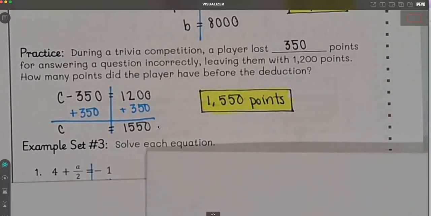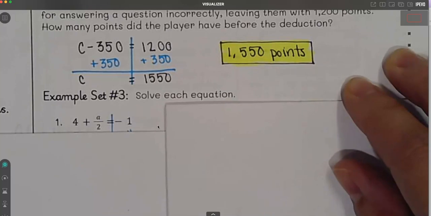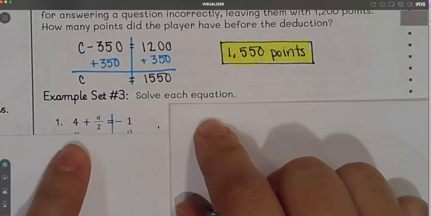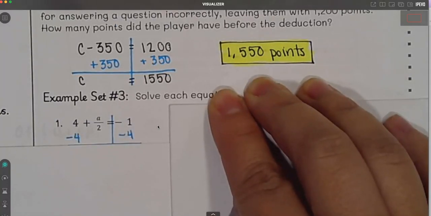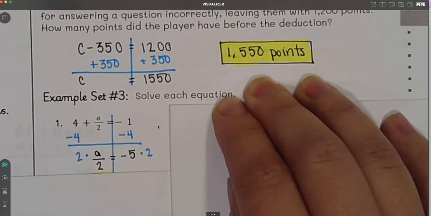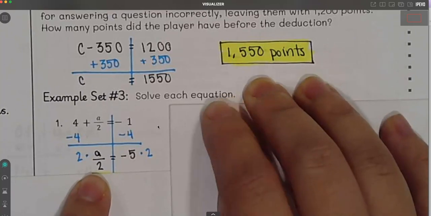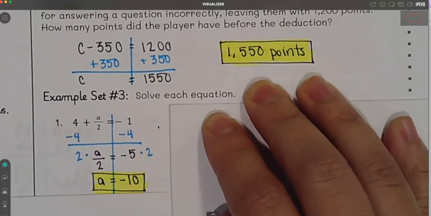All right. I'm going to do example number 1, and then let me know how you guys feel about this. So example set 3, these are 2-step equations. So there are 2 steps you have to do to solve them. For number 1, first I need to get rid of the 4. So I'm going to subtract 4 from both sides. Negative 1 minus 4 is negative 5. Then I need to get rid of this 2 in the denominator. So I'm going to multiply both sides by 2, and that gives me A equals negative 10.